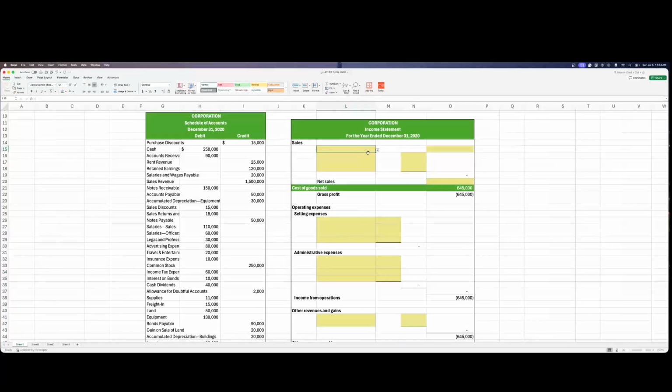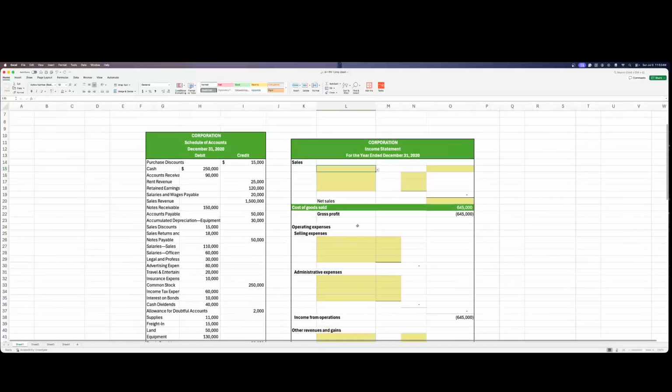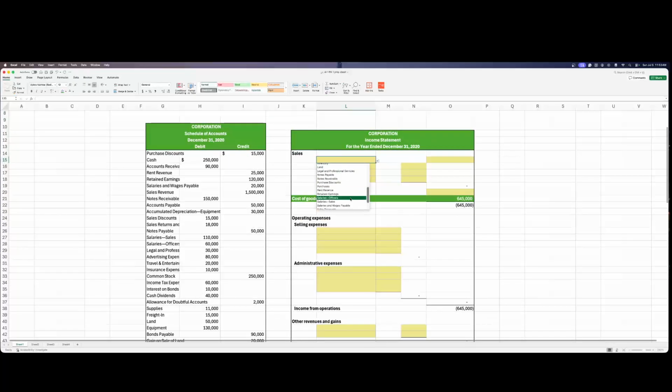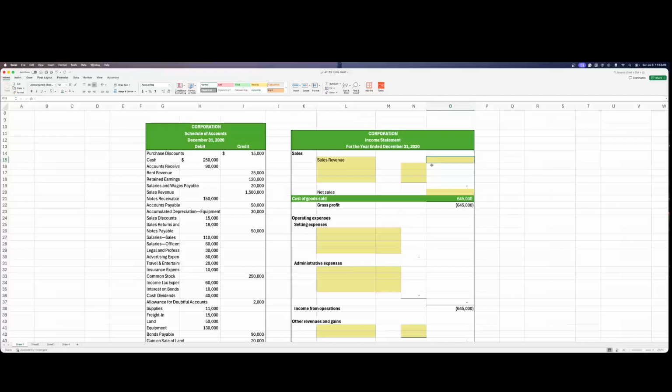So for sales, first off, you need to get the sales revenue. Next, you're going to have to find out the deductions from the sales revenue. For example, the returns and allowances and the discounts. Oh, as well as freight in. Sometimes there isn't freight in, but if there is, then that could be one of those things.